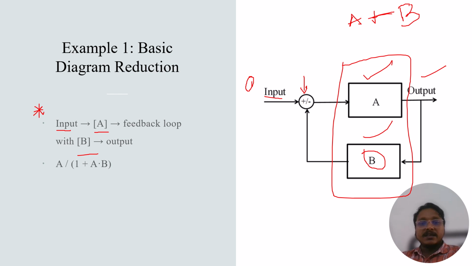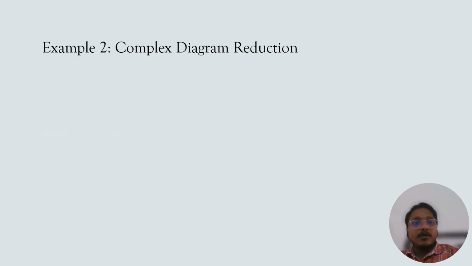The same thing which I said in the previous representation: G of S by 1 plus G of S into H of S, where G of S is the A, and H of S is the B. Okay, that is the same, just different notation. There is nothing else. Now we will see the complex block diagram.